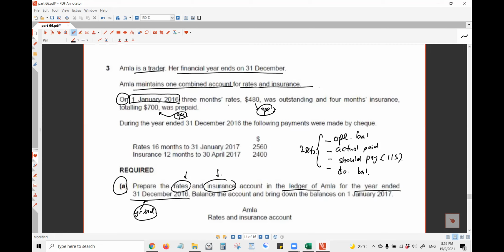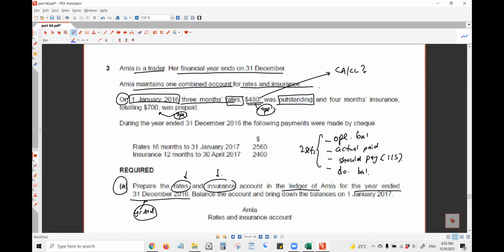Now, 3 months rates 480 was outstanding. An expense that is outstanding, rates is an expense, right? Is this CA or CL? Tell me in the box there. Expense is something that you should pay. Outstanding means you have not paid. So current liability.